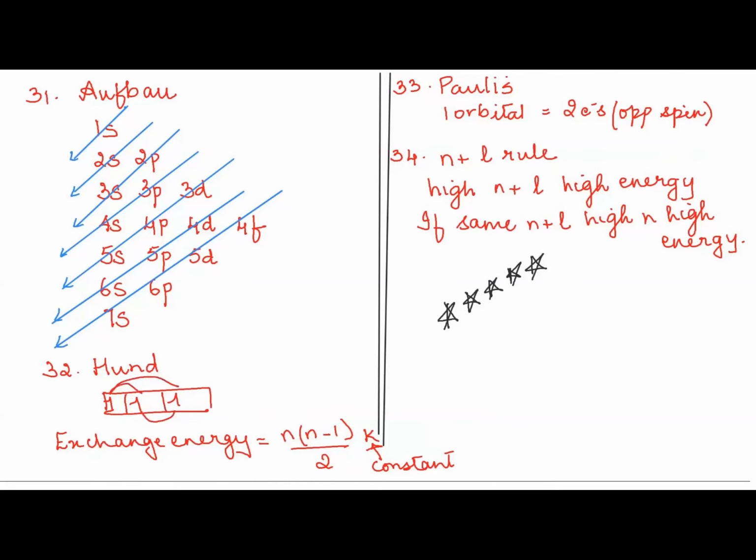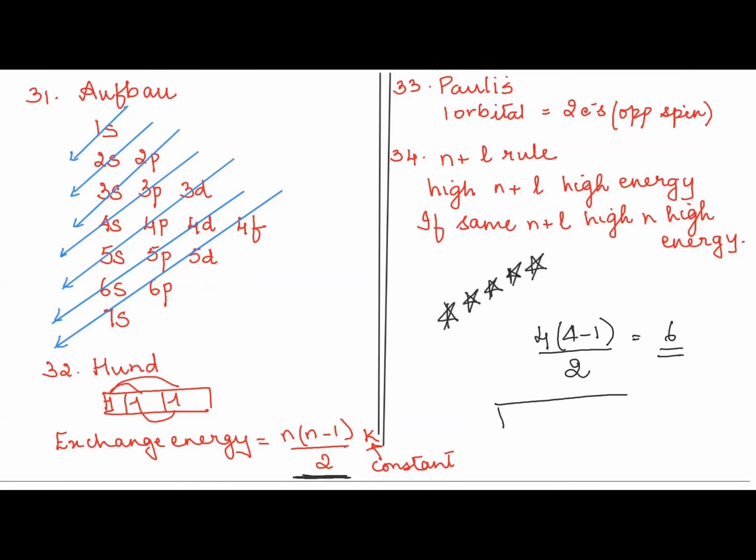If you find a formula easy to memorize, then this is the formula for exchange energy, n(n minus 1)/2, where n is the number of unpaired electrons. Say, for example, I think we have an example coming up in the questions, so that example we will take. The number of unpaired electrons you should consider. If we have, say, 4 unpaired electrons, then 4 into 4 minus 1 by 2, that is 6, is the answer. 6 exchanges can take place.